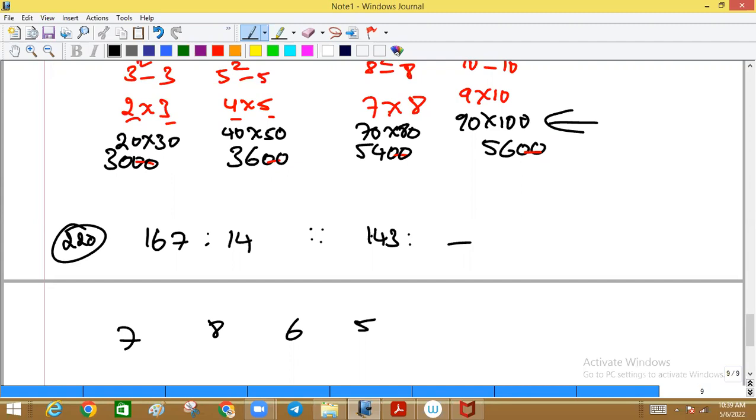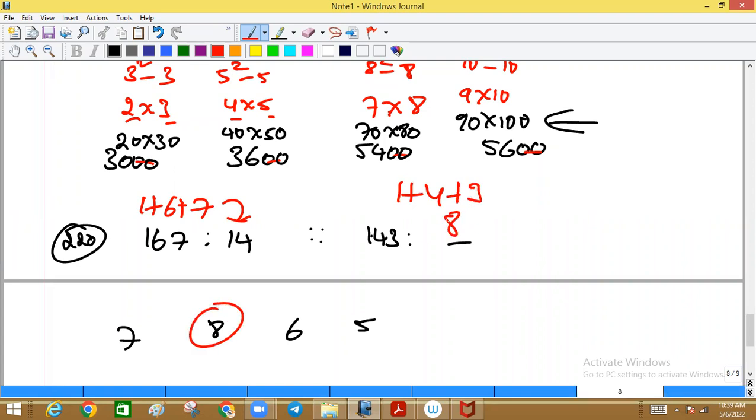What is the answer? Sum of digits. So what is the answer? Sum of digits. That is 1 plus 6 plus 7, how much? 14. 1 plus 4 plus 3, how much? 8 is the answer. So sum of digits, simple. Okay. So these are some questions from your number analogy.